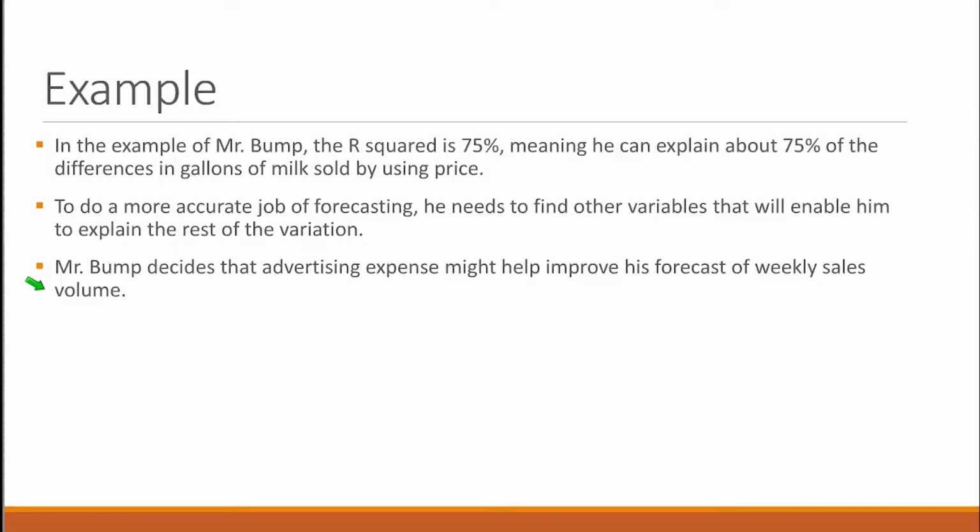So what we see here, continuing from the example we had in chapter 6, is that Mr. Bump was looking at the relationship between the price of milk versus the amount of milk sold. And we know that the higher the price, the lower the amount you can sell. But that only explains 75% of the variation in sales. To improve his model, he decided to use another variable, which is the advertising expense. So now we have a model where we have Y, which is the sales, and two x's.